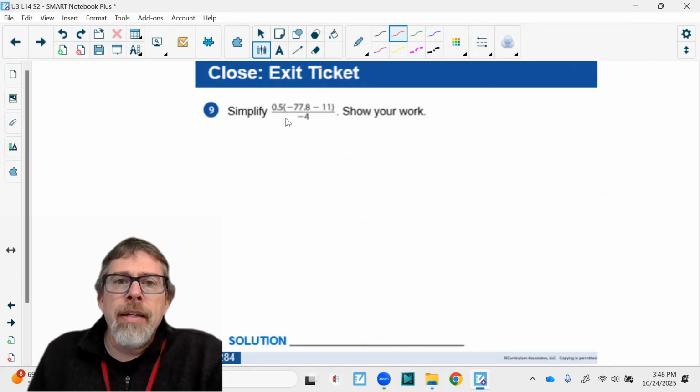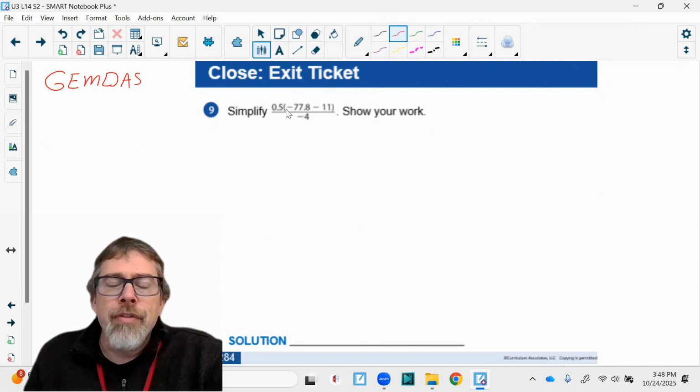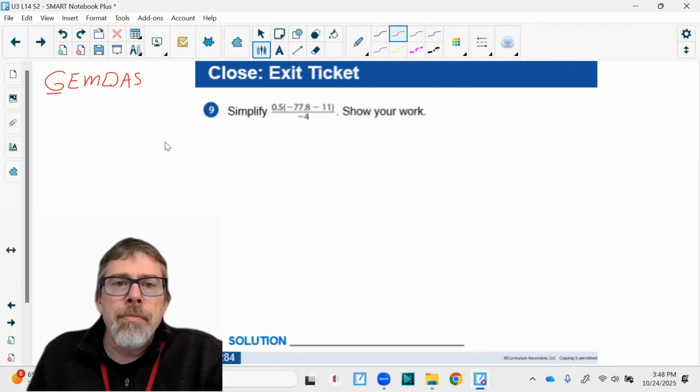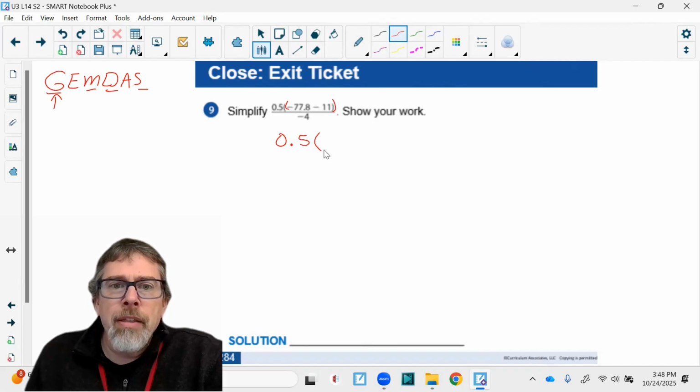Okay, now closing exit ticket, simplify. This is an order of operations, so I'm going to write the word GEMDAS up here. And what do we have? We have grouping. We have multiplication. We have subtraction. And we have division. So we're going to do the grouping first. And when I say grouping, I mean what's in the parentheses in the numerator. So I'm going to write 0.5, leave the parentheses, but then off to the side, I'm going to take negative 77.8 and subtract 11.0 or 11. Okay. That's 8, and that's 8. So this is negative 88.8 all over negative 4.